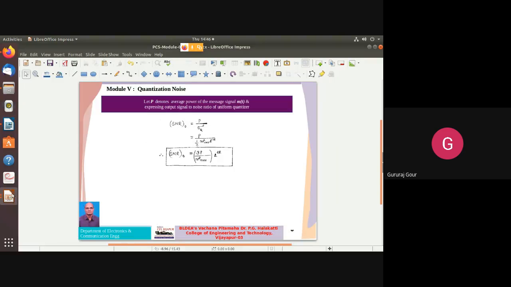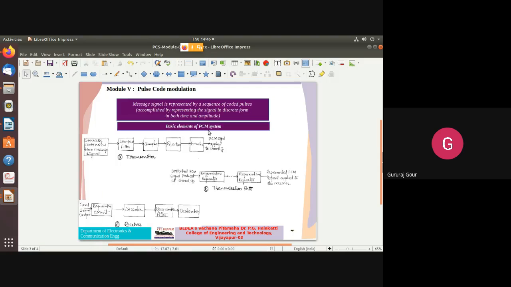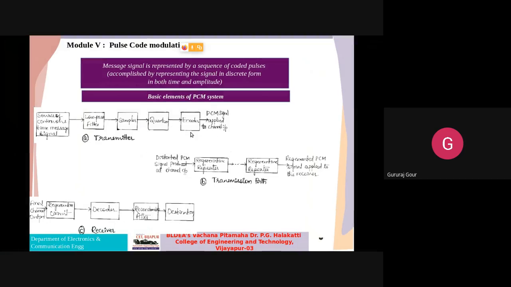So next, I want to continue with pulse code modulation. So here in pulse code modulation, we have the transmitter and the receiver. Here the message signal is represented by a sequence of coded pulses, which is obtained by representing the signal in discrete form in both time and amplitude. So the basic elements of a PCM system are a transmitter and a receiver.